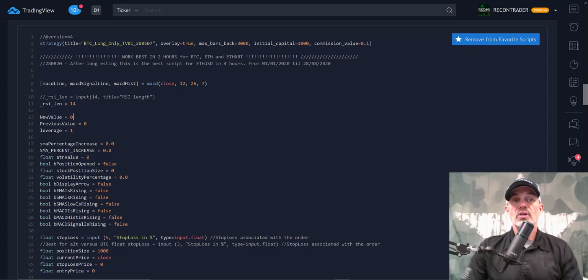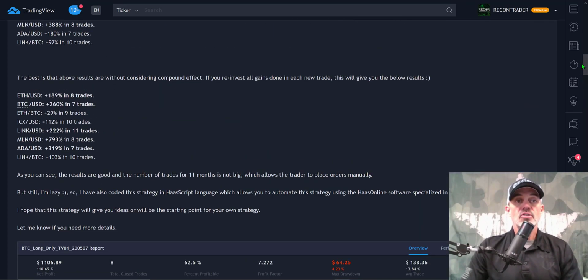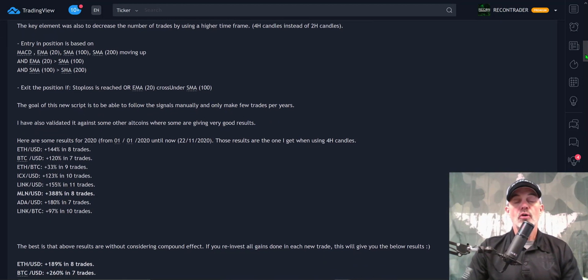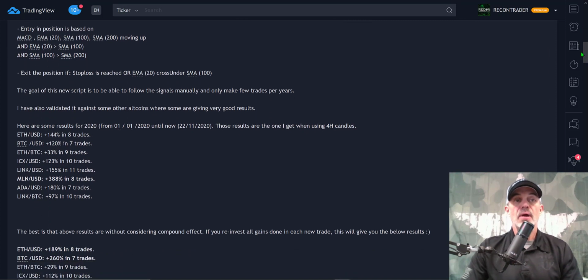Now, first thing we'll look at is the actual strategy that was sent to me, which is based on a TradingView strategy where the individual is looking for long-term results. And it is based primarily on entry of position on moving averages, the MACD, EMA, and SMAs, all moving up. EMA 20 greater than the 100 and the SMA 100 greater than the 200. And for an exit of the position, if it hits a stop loss, obviously it would exit, or if the EMA 20 crosses under the SMA 100.